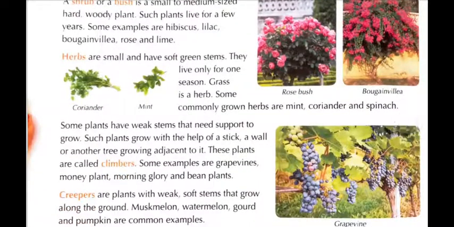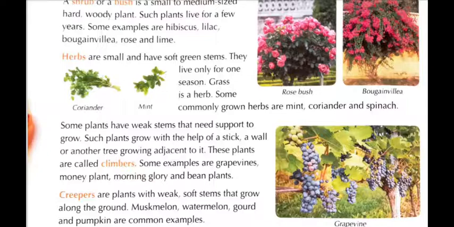Some plants have weak stems that need support to grow. Such plants grow with the help of a stick, a wall, or another tree growing adjacent to it. These plants are called climbers. Some examples are grapevines, money plant, morning glory, and bean plants.